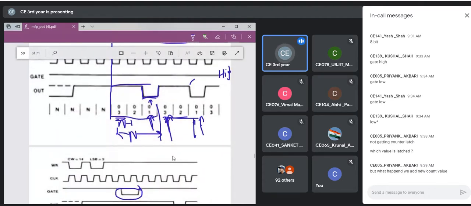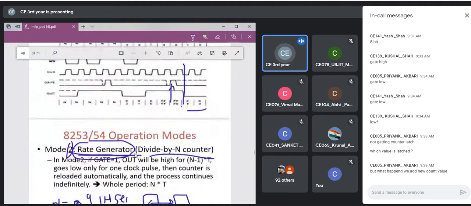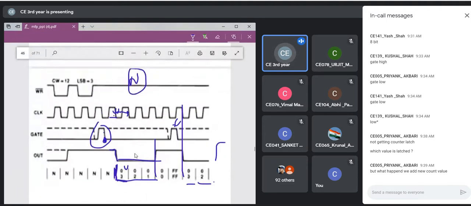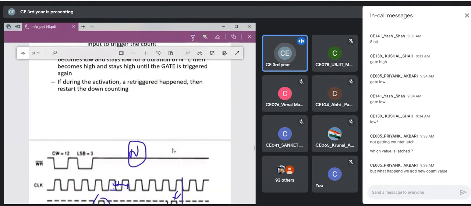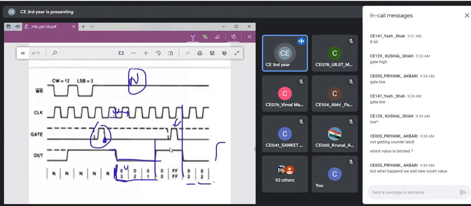What happened? We add the new count value. Whenever you give the latch command, whatever the count is at that time gets stored. Latch is like there is a register, right? Whenever we say latch it, whatever the count register value is at that time is stored in that register. That's it.